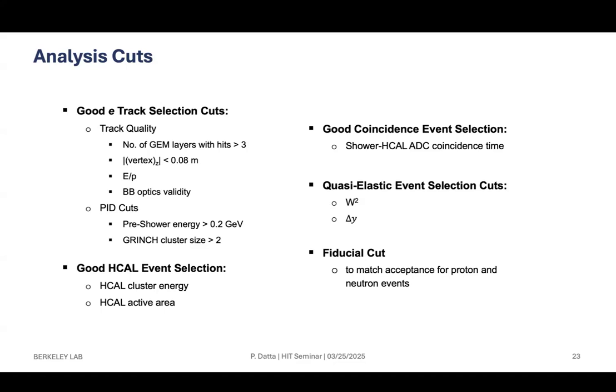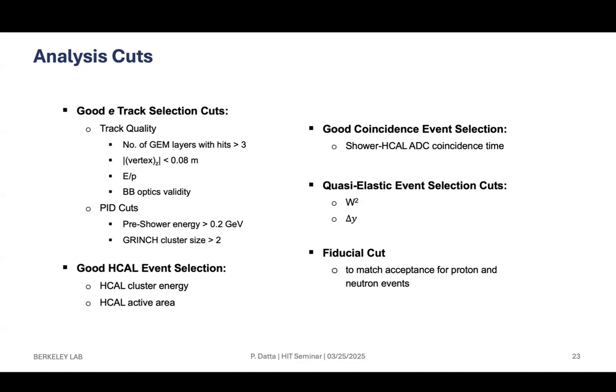And since we're doing a coincidence measurement, we definitely put a cut on the coincidence time between the shower and HCal. To do our quasi-elastic event selection, we put cuts on variables like W squared, which is the squared invariant mass of the virtual photon-nucleon system, and delta Y, which is the difference between the predicted and observed nucleon position in the non-dispersive direction, same as delta X, but in the non-dispersive direction. Another very important cut for our analysis is the fiducial cut to match the acceptance for proton and neutron events, which are not really the same to begin with.